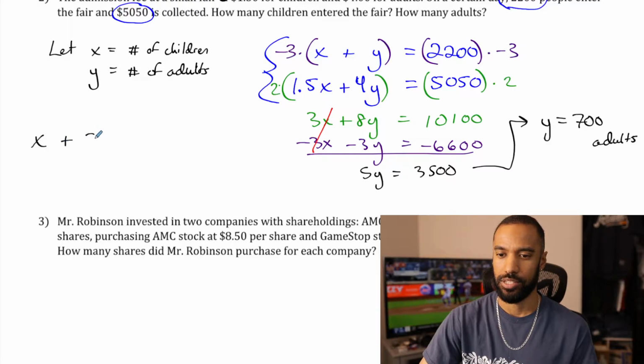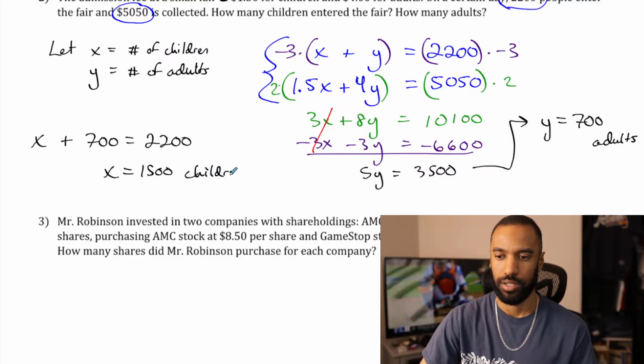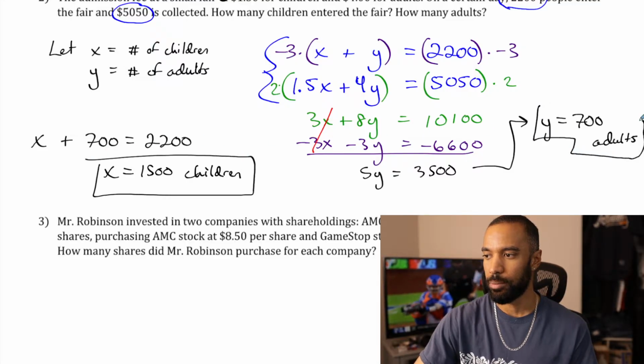X plus 700 equals 2,200. Subtract 700, x equals 1,500. So 1,500 children attended the fair. 1,500 children, 700 adults. And you can double check all the work.